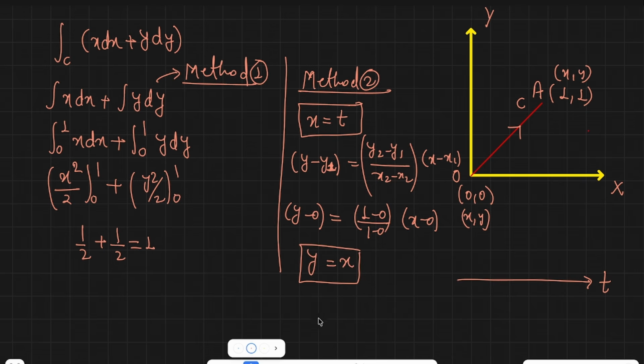Now if x is equal to t, what will y be? y is also t. Now I have converted this line in 2D to 1D. My t is equal to 0 at the start, and t is equal to 1 at the end. So simply I have taken the projection of this in 1D, that is called parametric. Now it is parametric.